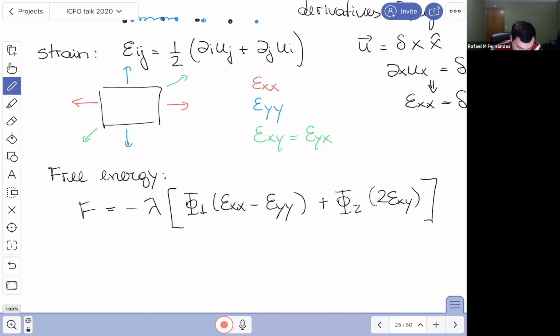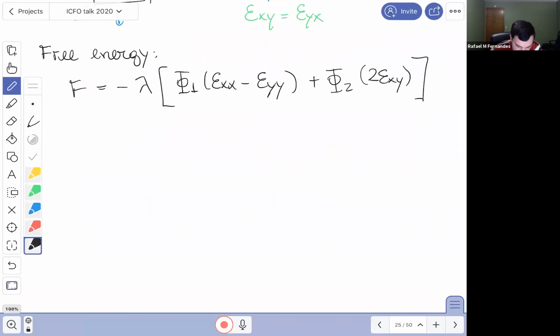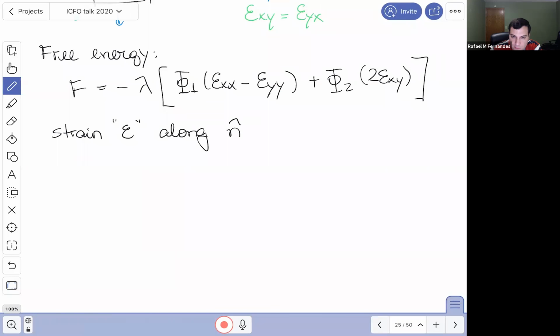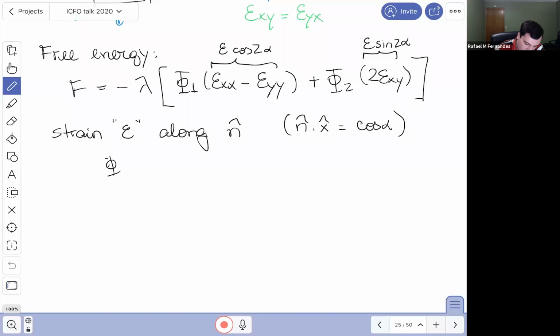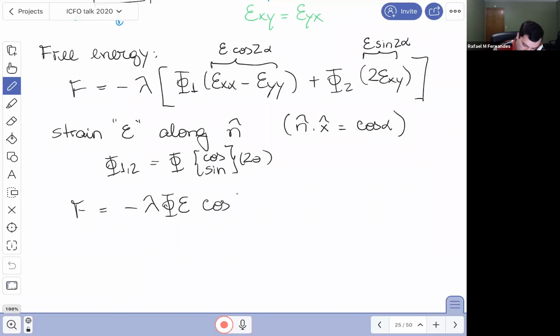Okay. Now, let me move this down a little bit. So if I apply strain, let me call the strain epsilon, which can be positive or negative, along some arbitrary direction n, okay? Could be anything, and this n makes an angle alpha with respect to the x-axis. Then this becomes epsilon cosine 2 alpha, and this becomes epsilon sine of 2 alpha. We can show that. And now I use the fact that phi 1 and 2 is phi cosine or sine of 2 theta, right? And then what you find is a simpler expression, minus lambda phi epsilon cosine of 2 theta minus 2 alpha. Okay?